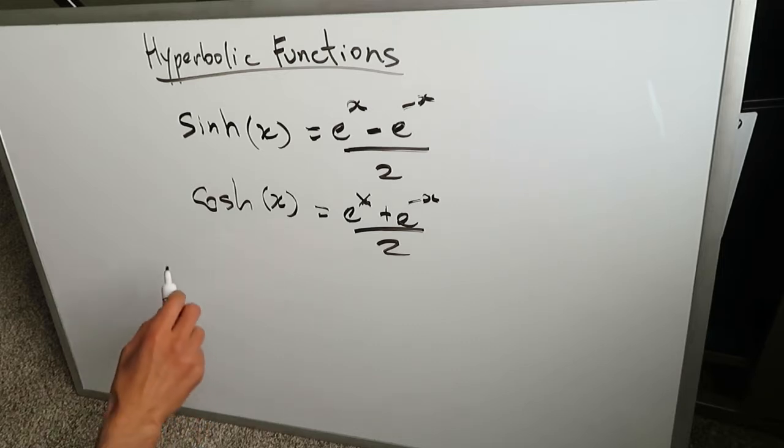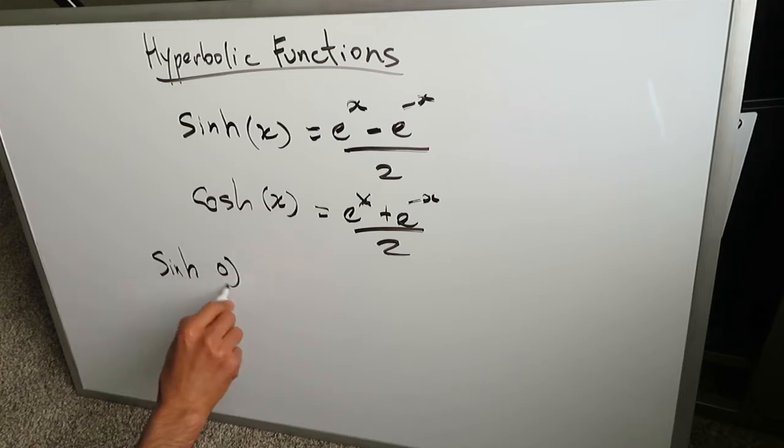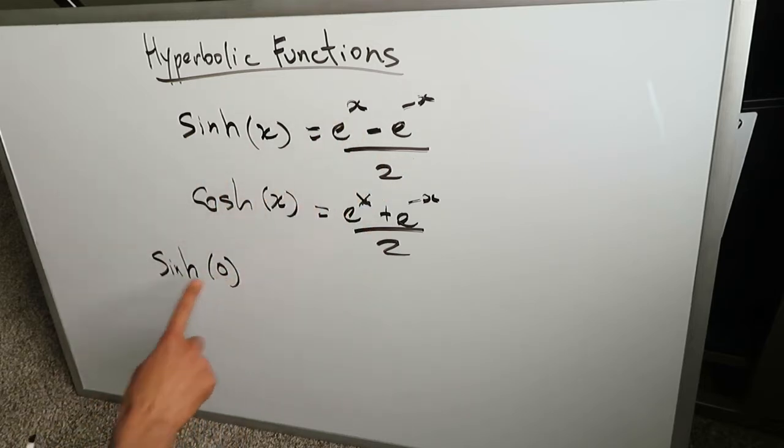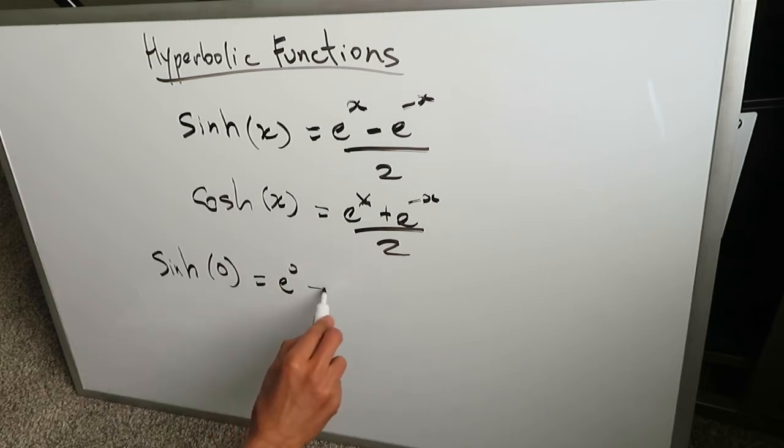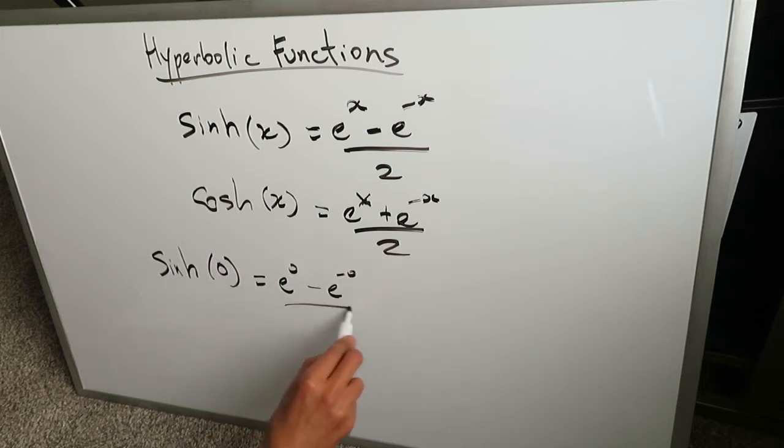If someone tells you to find sinh of x, but here x is represented by 0, how do you do it? Well, you look back to this formula over here, the sinh x. Wherever you have x, you put 0. So you're just going to run it through. You'll have e to the power of 0 minus e to the minus 0 over 2.